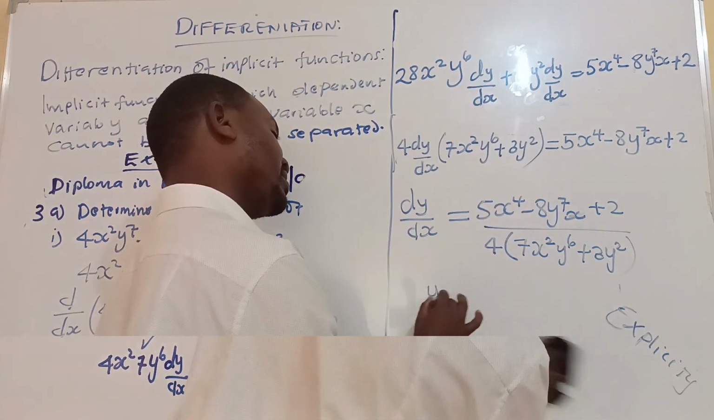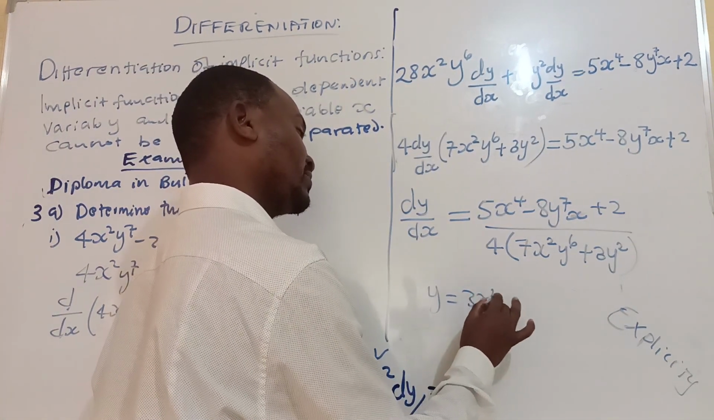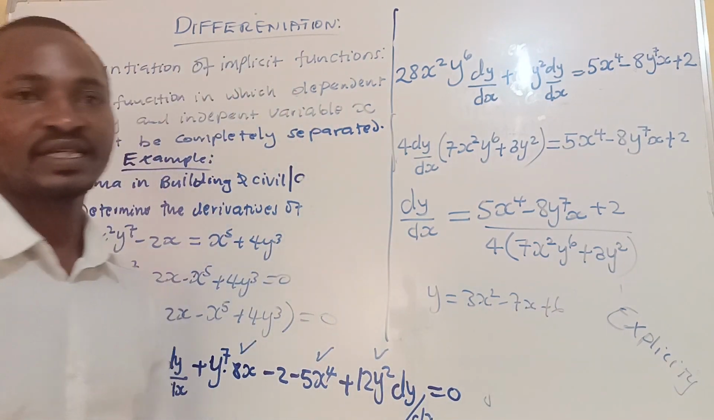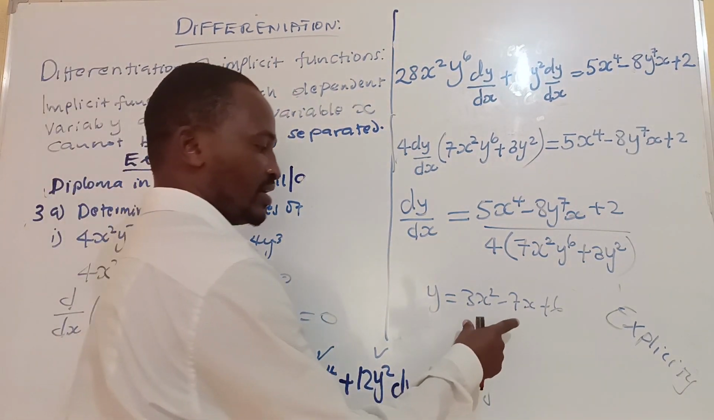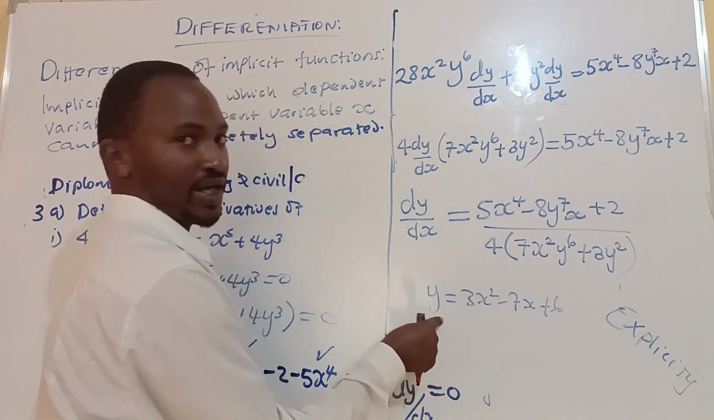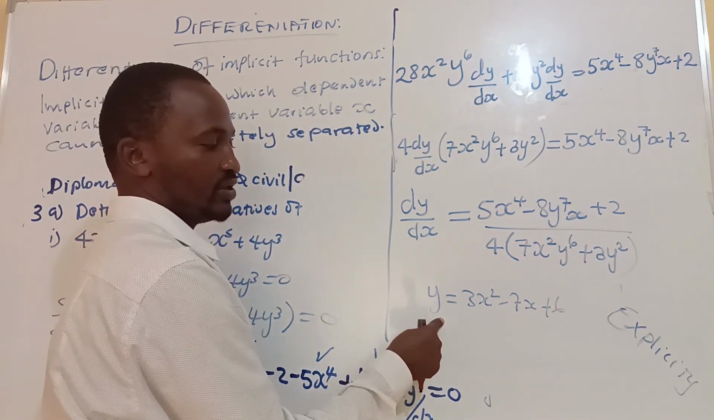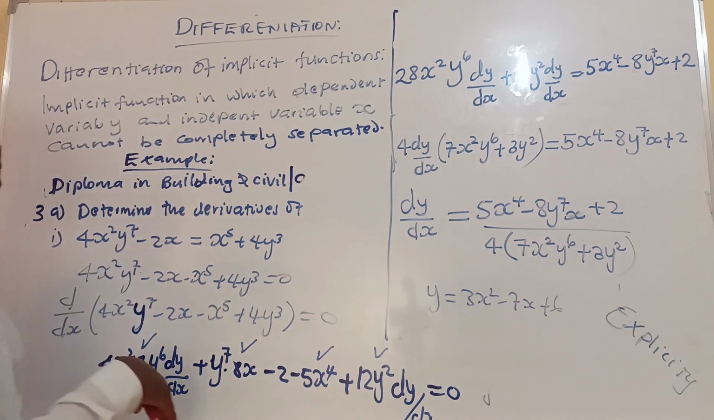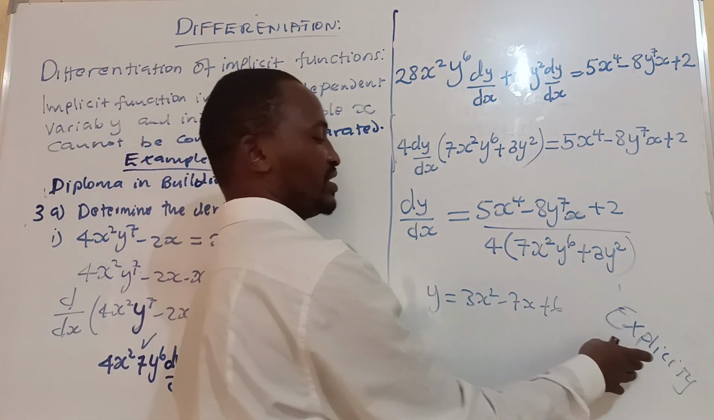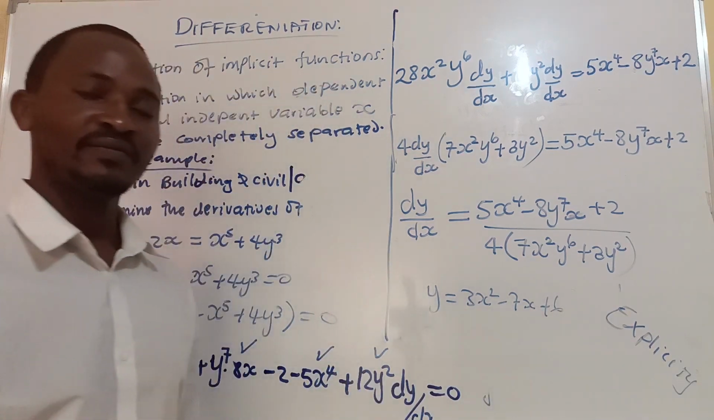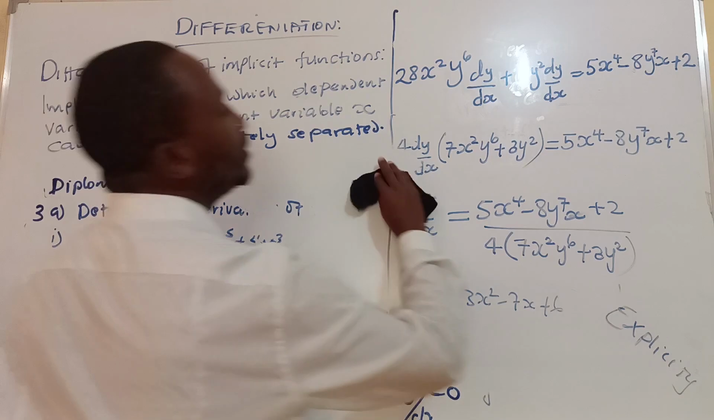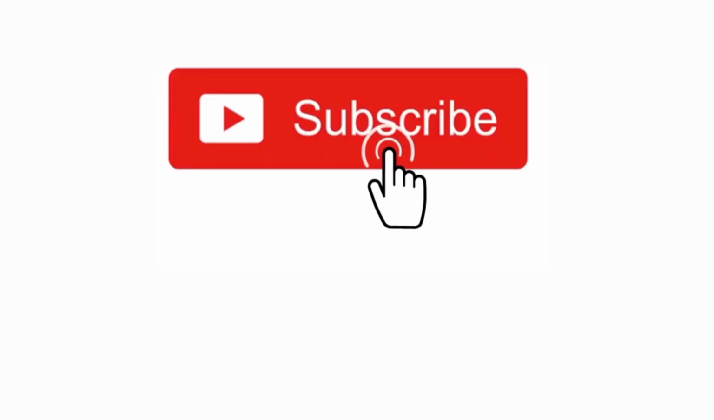For example, y is equal to 3x squared minus 7x plus 6. This one is explicit because you can see all x's on one side, all y's on one side. So we don't need to use differentiation using the implicit method. You just go ahead and differentiate directly the way we have been learning all through. Now we are going to attempt another question.